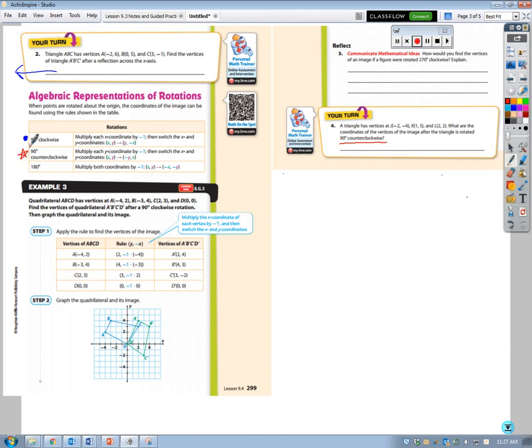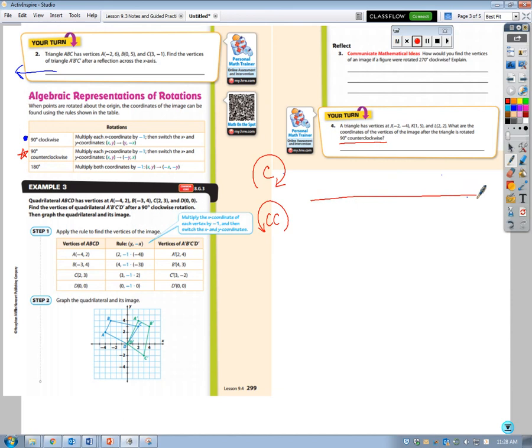and that is this one right here. And for that rule, I'm going to multiply each y coordinate by -1, and then switch my x and y coordinate. So I've got my original, and then this is the rule. I have a -y and x switched. So I'm going to set up my table. Oh, and just a quick reminder, guys, just for a visual here. Clockwise, counterclockwise.